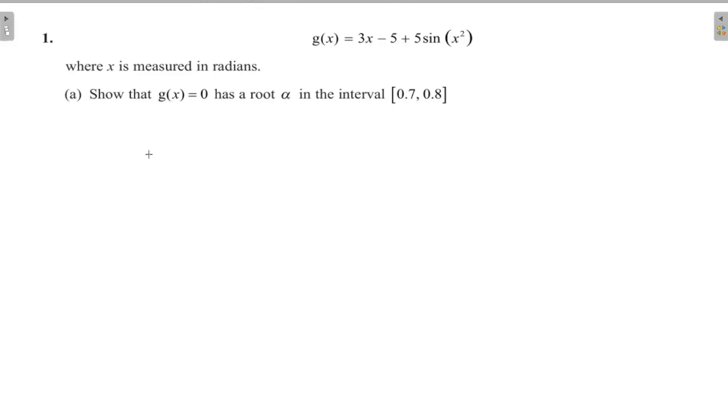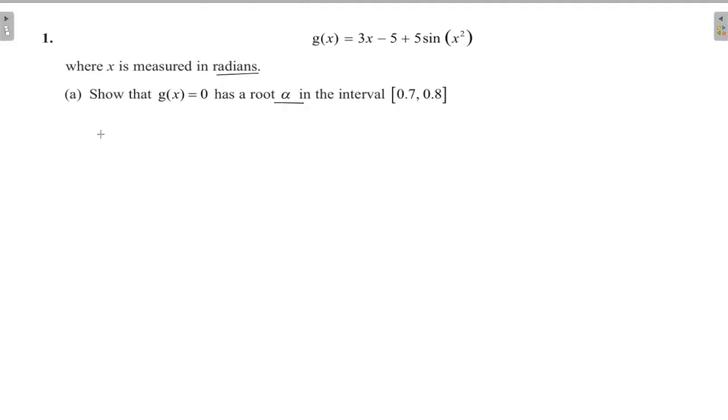This video has the solutions of Paper 3, January 2026. See the first question. g(x) = 3x − 5 + 5 sin(x²), where x is measured in radians. Let us change the mode to radians in our calculator. Show that g(x) = 0 has a root α in the interval 0.7 to 0.8.